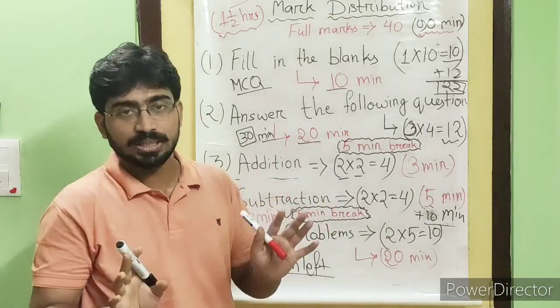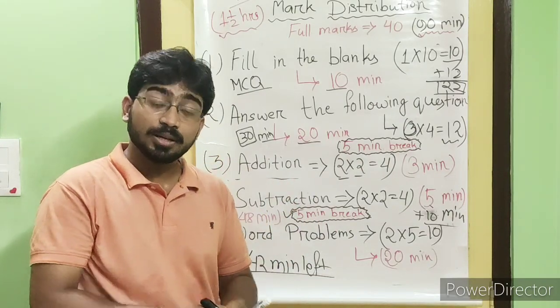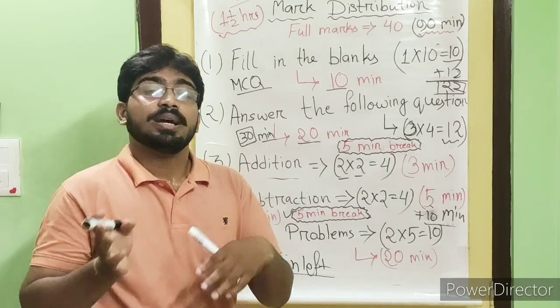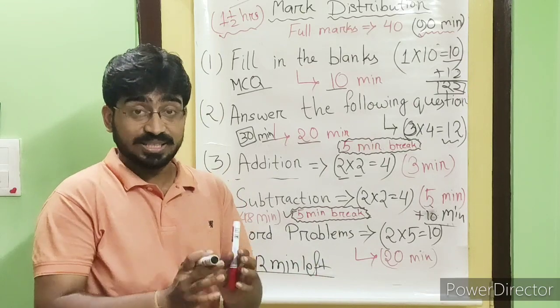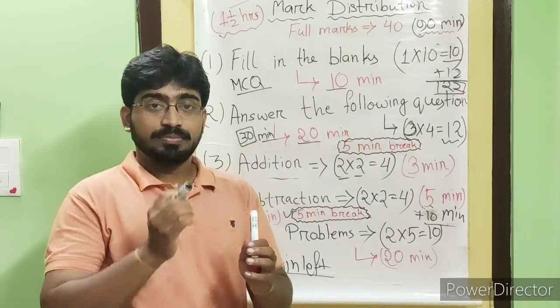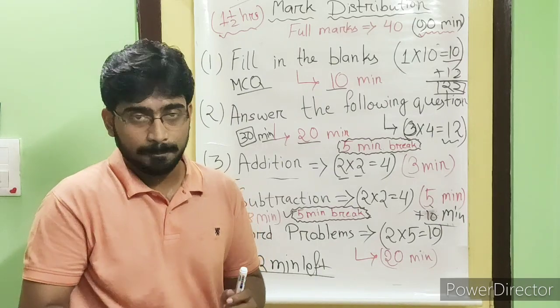Two word problems will be given, 5 marks each, 10 marks in total. Both can come from addition, both can come from subtraction, or one from each. But yes, the possibility is there that one will come from subtraction and one from addition.